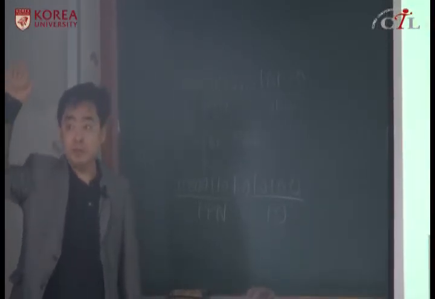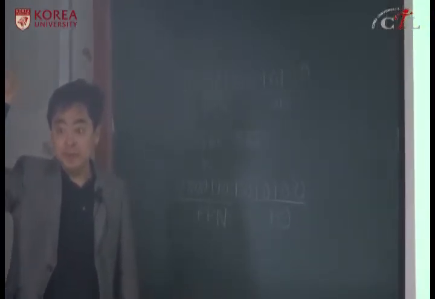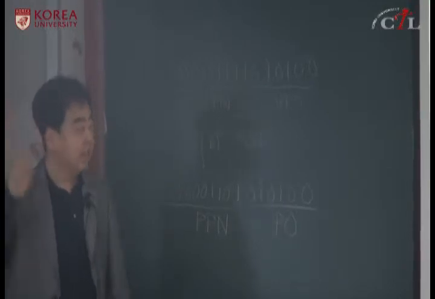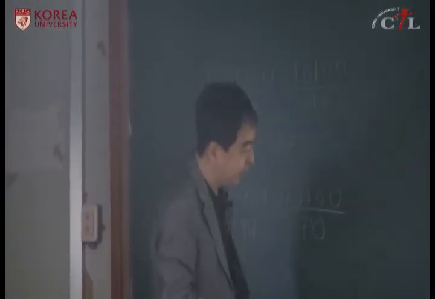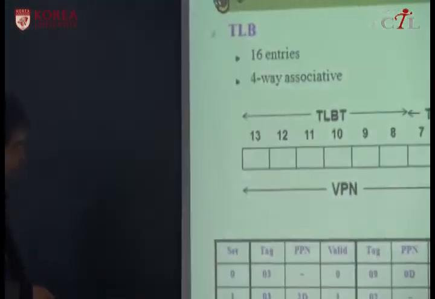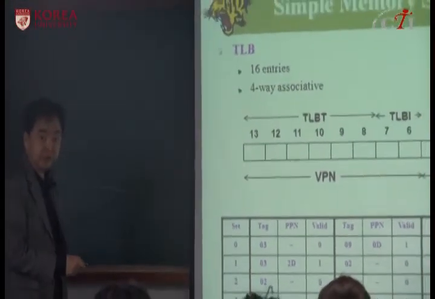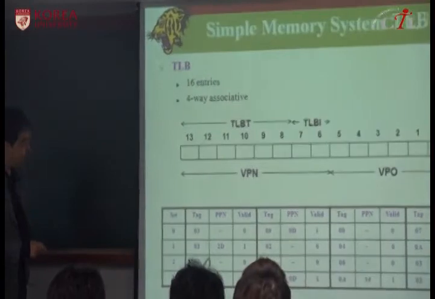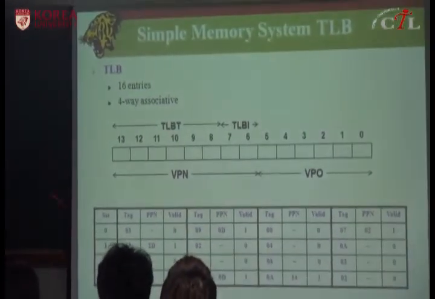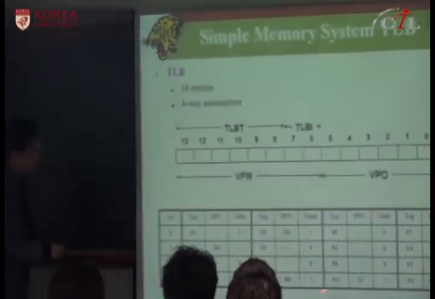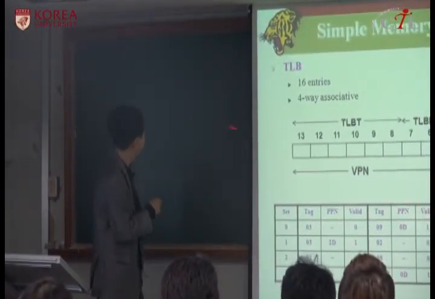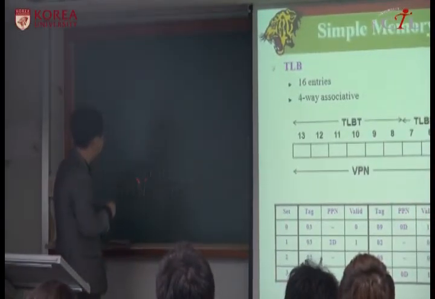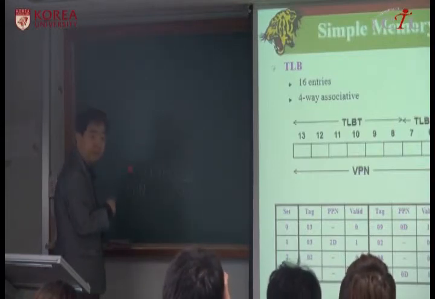Do you follow? Okay? Because the index is 1, 1, so you find index 3, and there are 4 entries. You search in parallel, and tag is 3, and tag is 3, so you have a hit, and 0D is the physical page number. So you substitute virtual page number with 0D, physical page number.